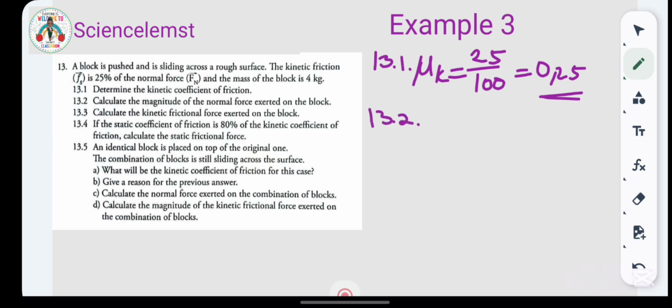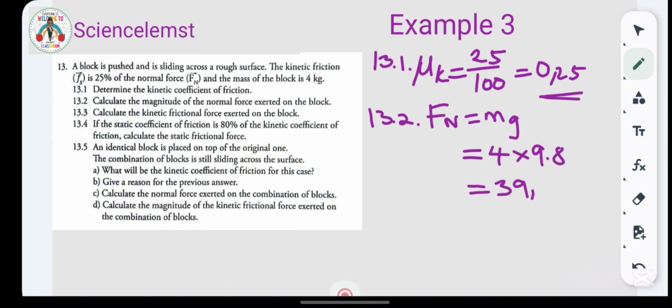13.2. Calculate the magnitude of the normal force exerted on the block. Normal force Fn is equal to mg. The mass of the block is 4 kg multiplied by 9.8, and my final answer is going to be 39.2 Newton. You can add direction because it's a vector quantity and it's going up.